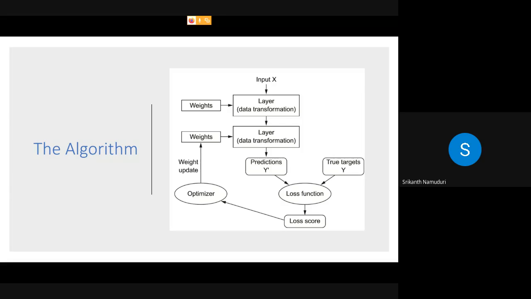So the process of updating the weights based on the data is what is called the learning, and that's why we are calling this machine learning. And when we say training a model or learning, this is what we mean: the process of updating the weights.